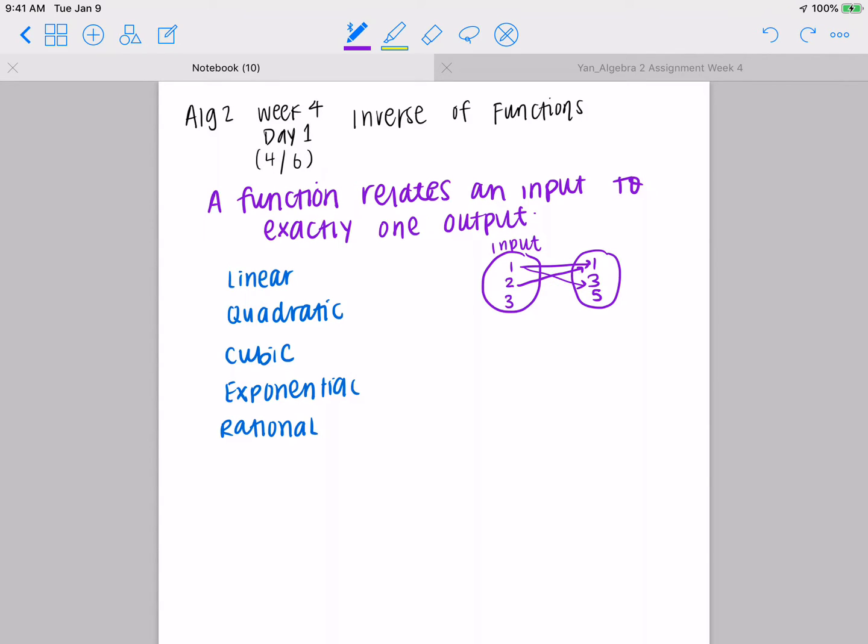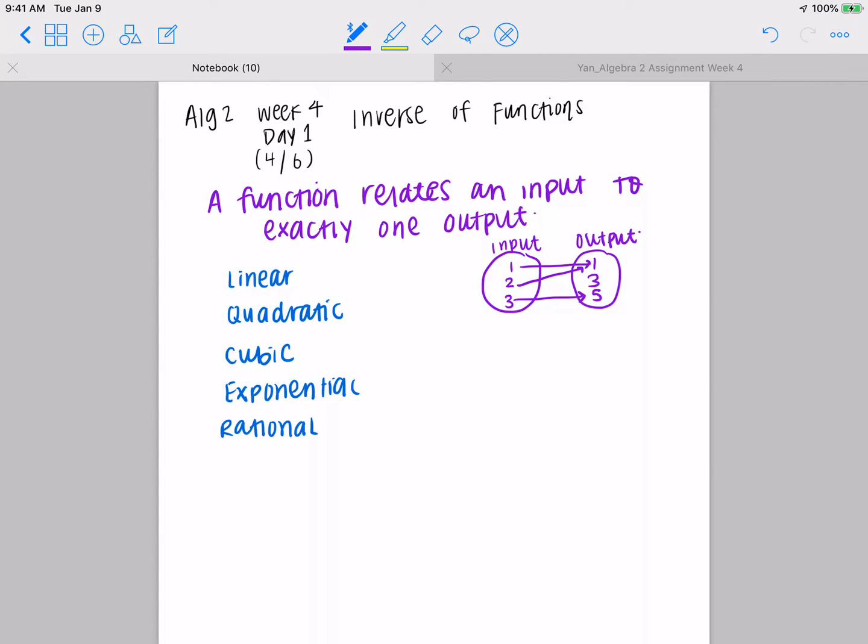Okay, we can't have a 1 mapping to two things. And then the last thing, we can just map to something random. But the left side cannot have more than one output. So this is kind of what it means by function in the simplest sense.